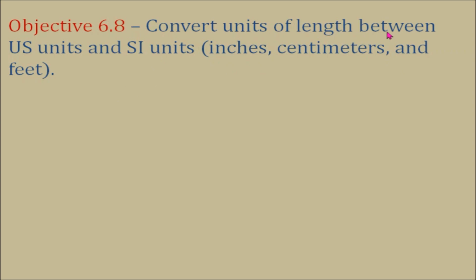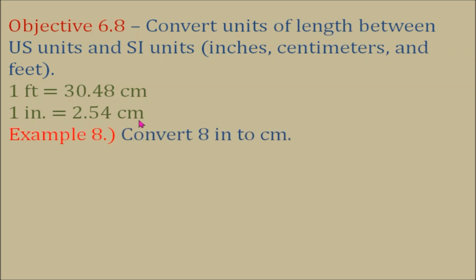Objective number 8. Convert units of length between US units and SI units. So they are inches, centimeters, and feet. These are the conversion factors. 1 foot equals 30.48 cm, and 1 inch equals 2.54 cm.